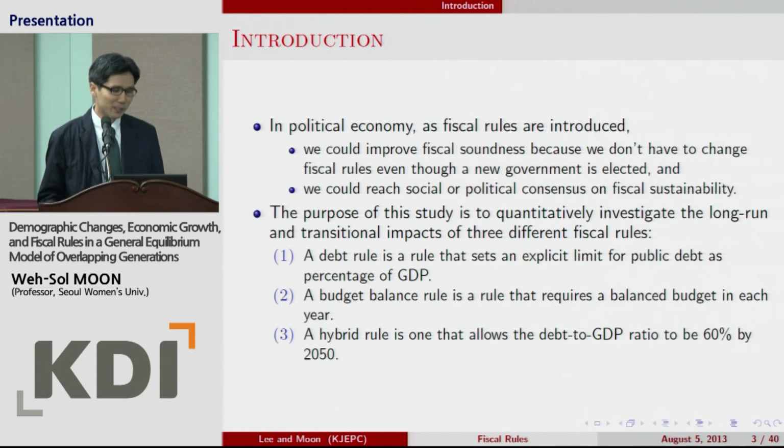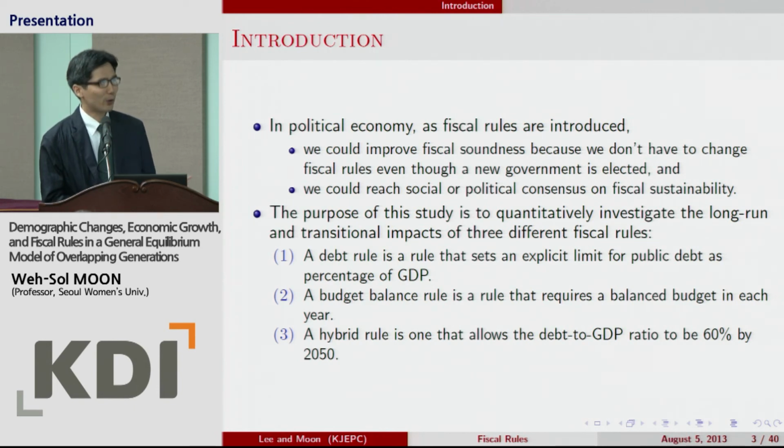We call this the hybrid rule. It's one that allows the debt to GDP ratio to be 60% by 2050. Why 60%? I don't know, we like that number. 60% is manageable by 2050. Many people working on public finance say less than 60% will be safe. I don't know, but we just chose that number. 100% we thought was crazy, but 60% is reasonable in the long run, even though in the long run we owe that.